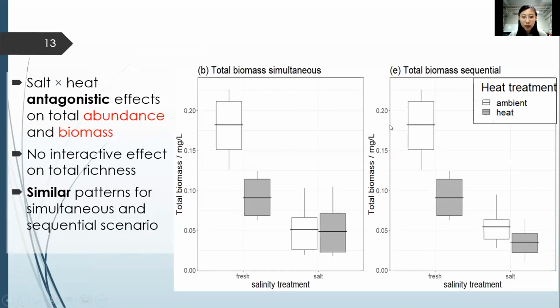Because our total abundance and biomass data share similar patterns, here I only put total zooplankton biomass plots for the simultaneous and sequential scenarios. We can see that the combined effects, which are the last boxes, were similar to the salt-only treatment and stronger than the heat treatment. We also found similar patterns for the simultaneous and sequential scenarios. We can also see that from these figures. These two plots have, in general, similar patterns of the effects.